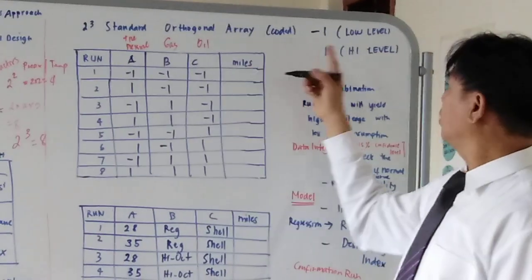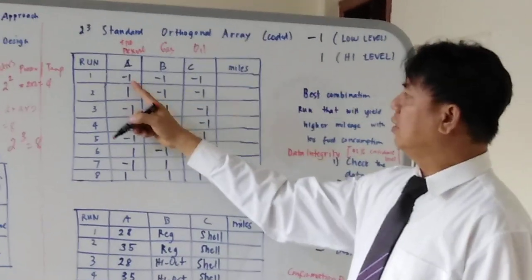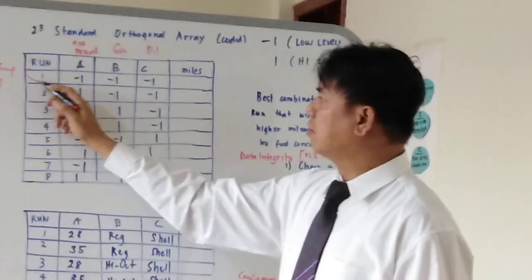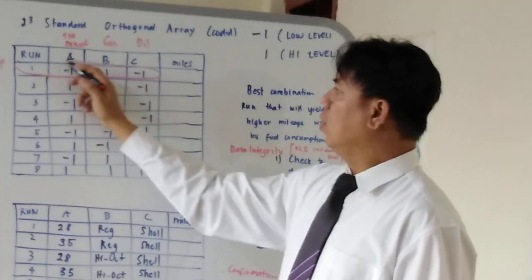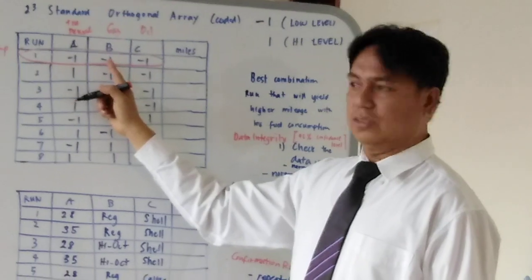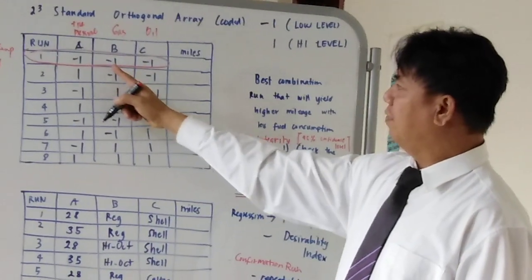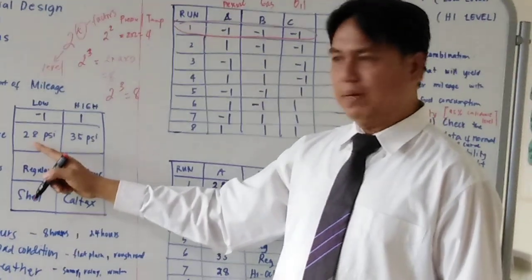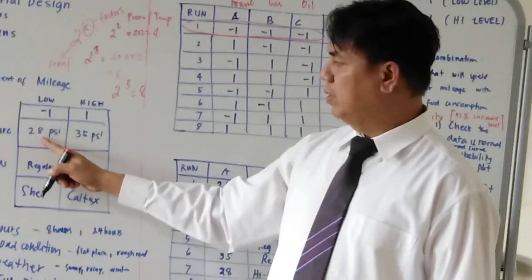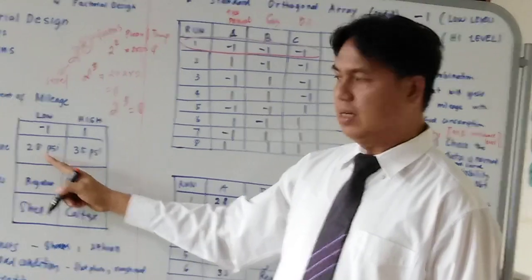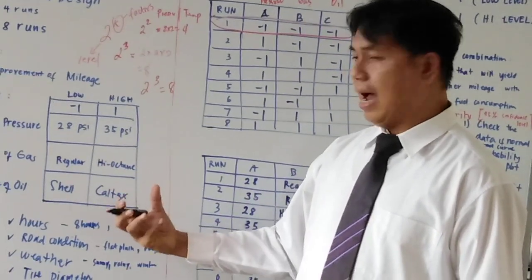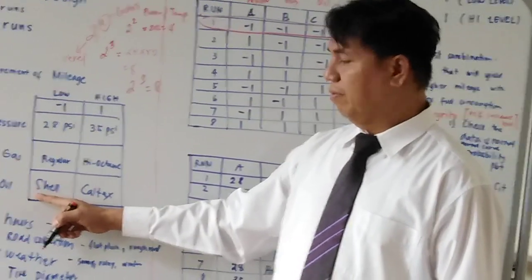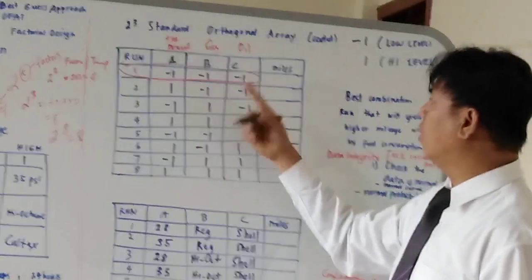So here, I put it like coded. Negative 1, negative 1, negative 1 means for this first run, all are at the low level. So what are those? Negative 1 of A, negative 1 of B, and negative 1 of C is this, right? So I will be using 28 pounds per square inch of tire pressure, then regular gas, and then the lubricating oil provided by Shell. So that is how it is.